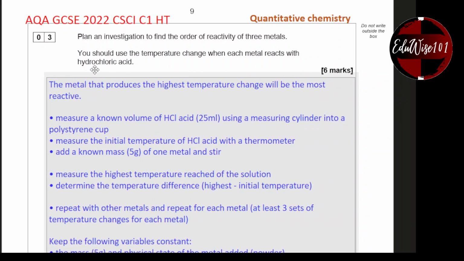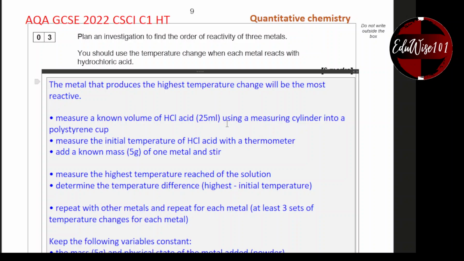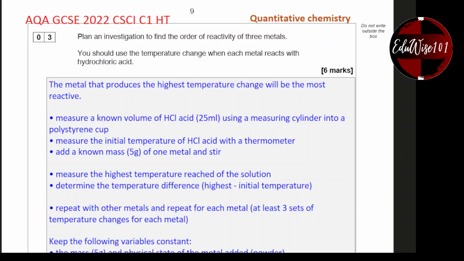Here's a typical answer. I would start off by saying the metal that produces the highest temperature change will be the most reactive. So in order to do that, I would measure a known volume of hydrochloric acid. I'm giving an example of the volume, 25 centimeter cube or milliliters is fine, using a measuring cylinder into a polystyrene cup. So if you can see, I'm referring to the equipment that I'm actually using, the measuring cylinder as well as the polystyrene cup.